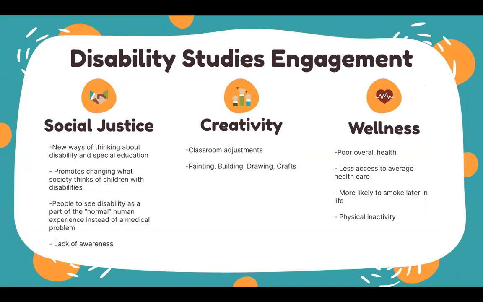Disability studies has provided new ways of thinking about disability and special education, or even those students who learn differently than what is assumed as normal. Disability studies also promotes changing what society thinks of children with disabilities. For example, thinking of a disability as a social, cultural, economic, material, historical, and or political phenomenon allows people to see disability as a part of the normal human experience instead of a medical problem.